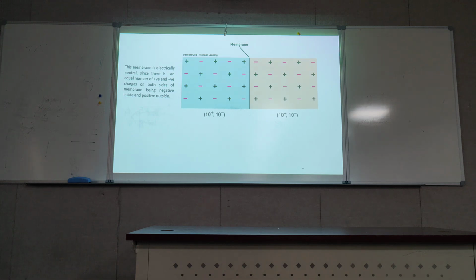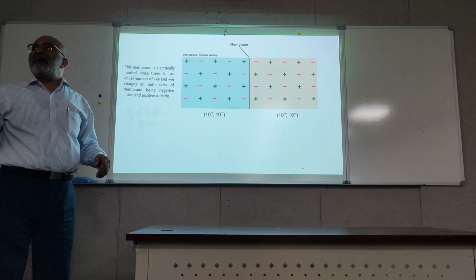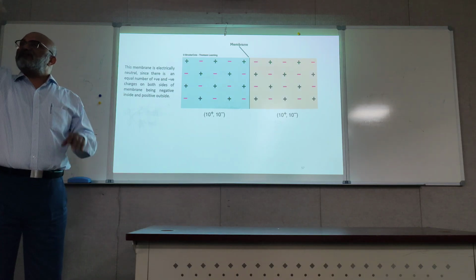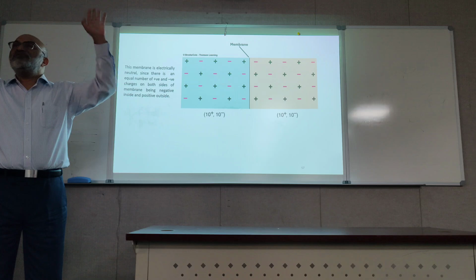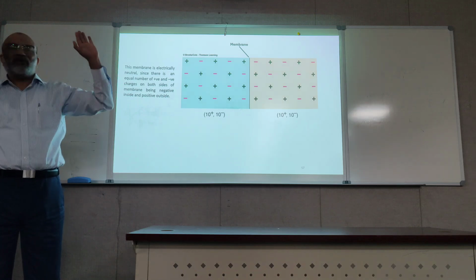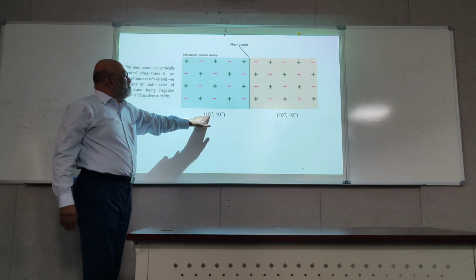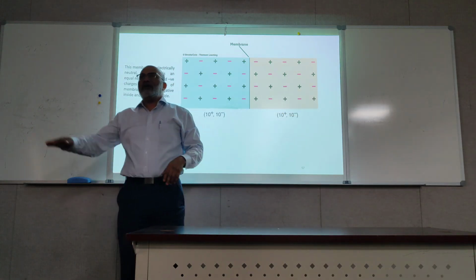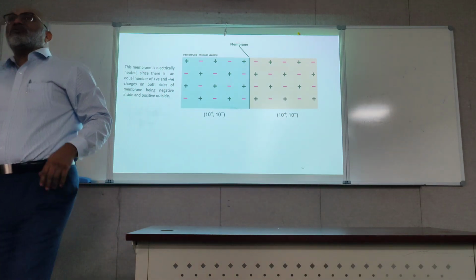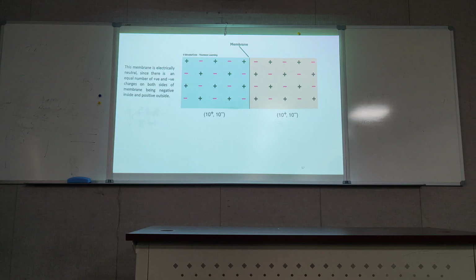He says his comment is tawazun, equilibrium. Already he told that if there is equilibrium, this is a membrane which is not going to work. You understand? So 10 plus, 10 negative, 10 plus, 10 negative. Do you agree with him? Does this membrane have potential?